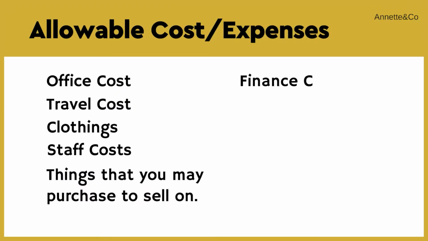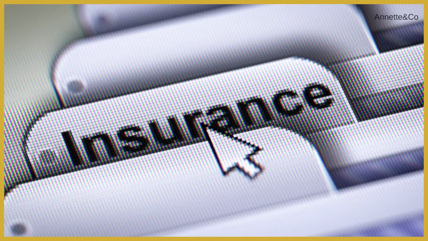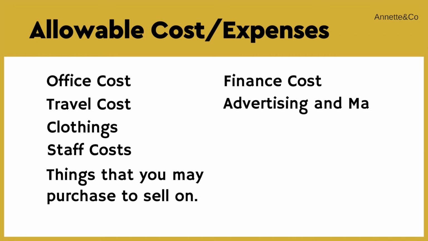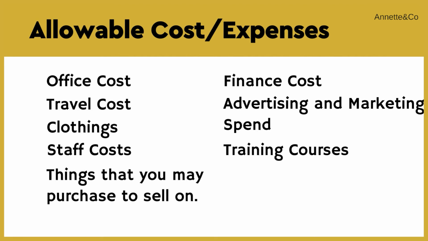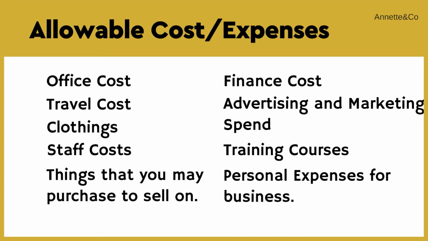Finance costs like insurance or bank charges, advertising and marketing spend, including things like your website, or any training courses in relation to your business. If you have expenses, let's say a phone bill, where you use it part for business and part for personal, then you can split that and claim the business element.